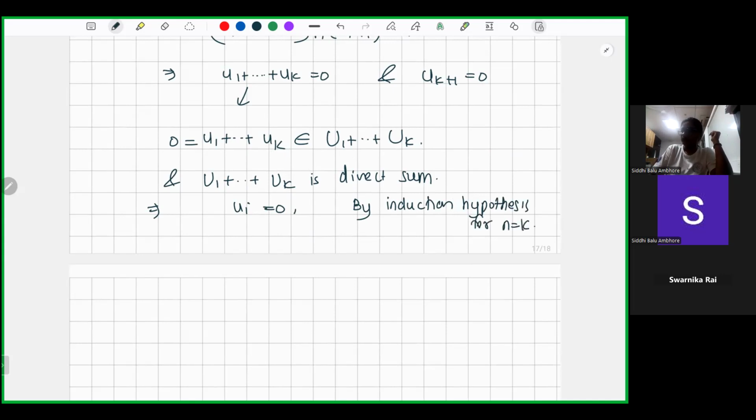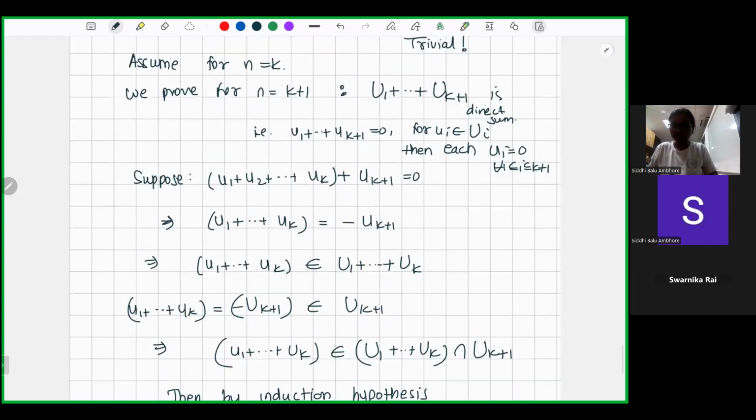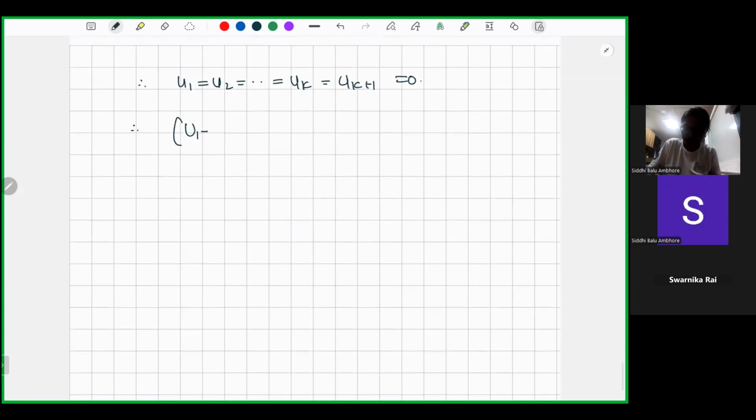And therefore we get that u1 equals u2 equals ... equals uk equals uk plus 1 equals 0, and that's what we wanted to prove. Therefore U1 plus ... plus Uk plus 1 is a direct sum, because we started with a linear combination equal to 0 and arrived at the conclusion that each element in that linear combination is 0. So that's why this is a direct sum. That's what we wanted to prove.